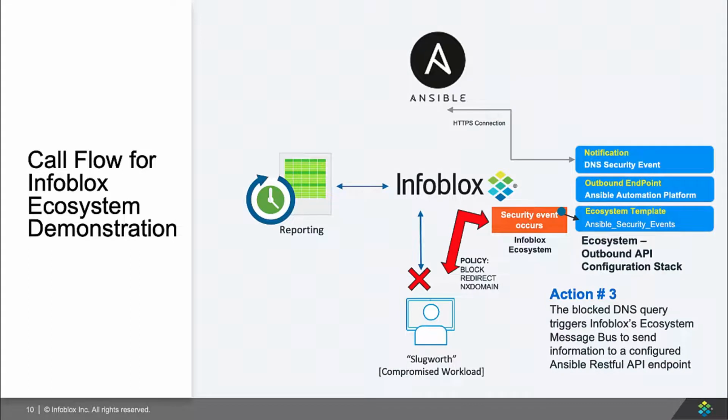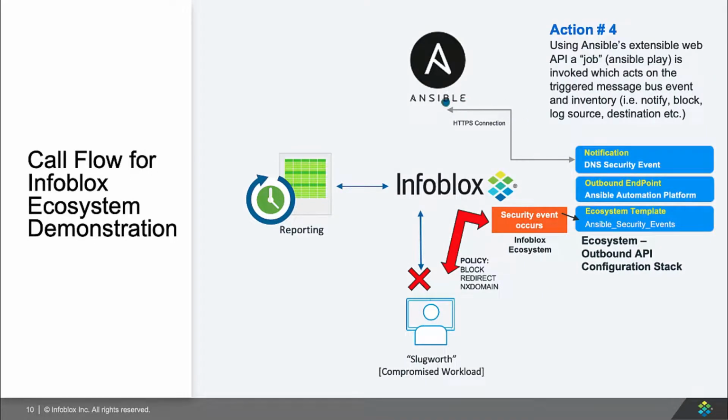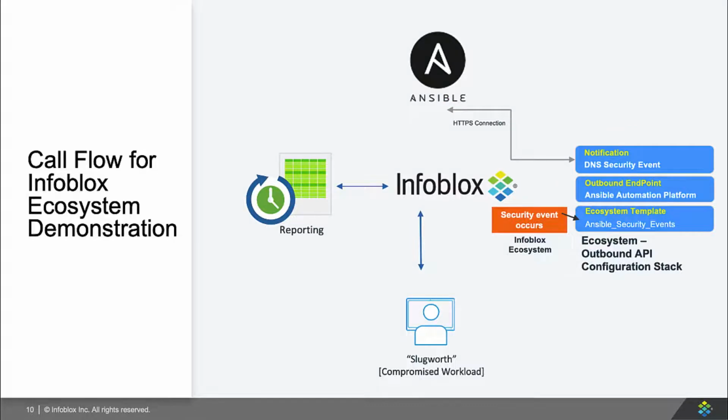So any one of these kinds of events will wind up in an inline action. That is, Infoblox as the DNS server in this conversation will block and or log this particular query, preventing Slugworth, again, our infected workload or container from down there, from doing something terrible, but it also triggers this message bus flow. Right, so if we follow our bouncing ball here, the next step is action 4, and that is the integration point specifically between Infoblox and Red Hat's Ansible Tower.